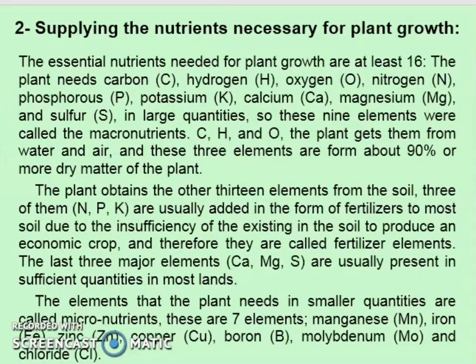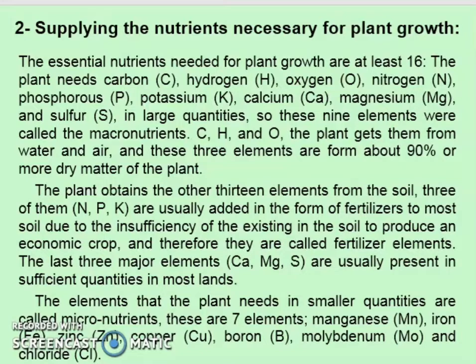The second point is supplying the nutrients necessary for plant growth. We have actually 16 essential nutrients: carbon, hydrogen, oxygen, nitrogen, phosphorus, potassium, calcium, magnesium, and sulfur. Usually carbon, hydrogen, and oxygen, the plant gets from the water and air, and these elements form about 90% of the dry matter of the plant. The plant obtains the other 13 elements, from potassium, calcium, magnesium, through to sulfur, from the soil.